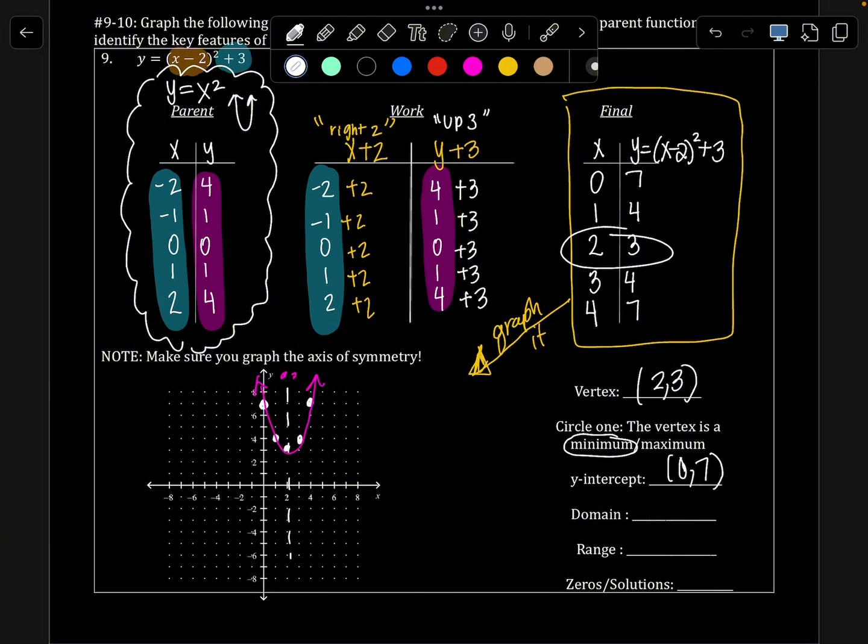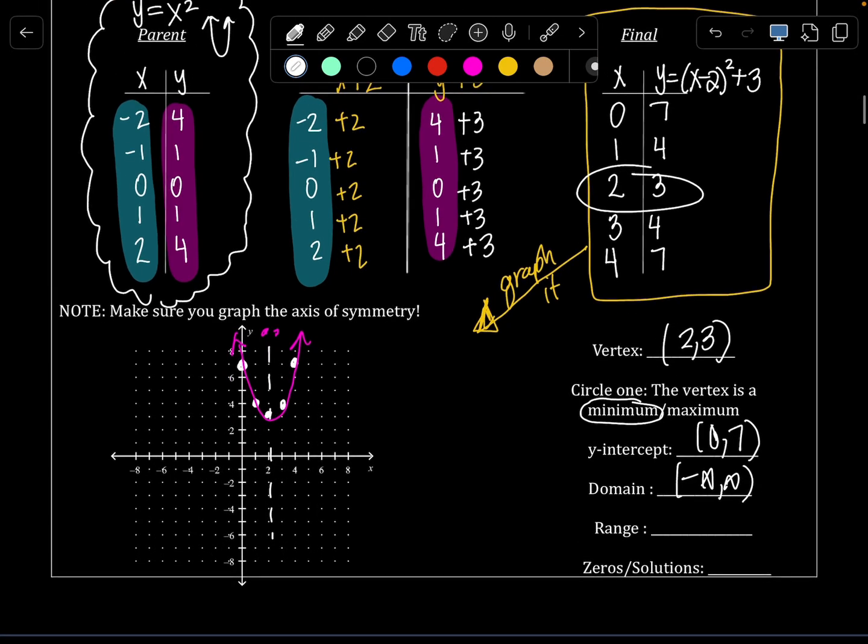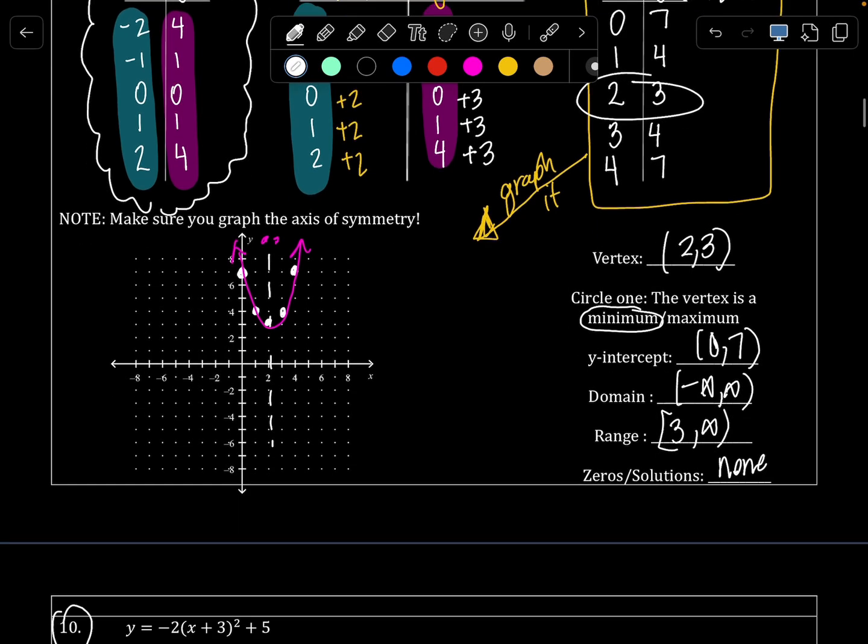Our domain is always the same, negative infinity to infinity. Our range, from bottom to top, is 3 bracket to infinity. And do we have any x-intercepts? None. And that's it. None. All right, so let's go ahead and go on to the next page.